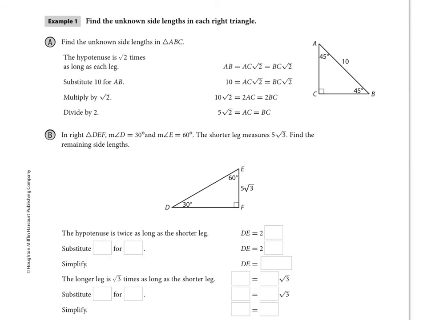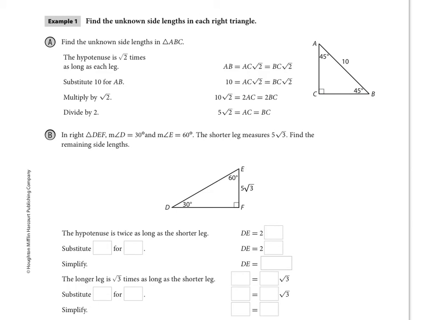Example 1 says, find the unknown side lengths in triangle ABC. Well, this is a 45, 45, 90, and we know that the hypotenuse is square root of 2 times as long as each leg. So this says substitute 10 for AB in this equation, because we know the length of AB, or the hypotenuse, is each leg times radical 2.